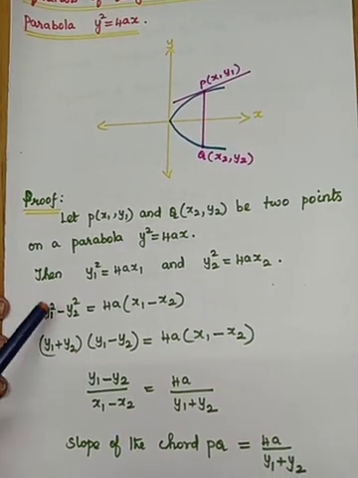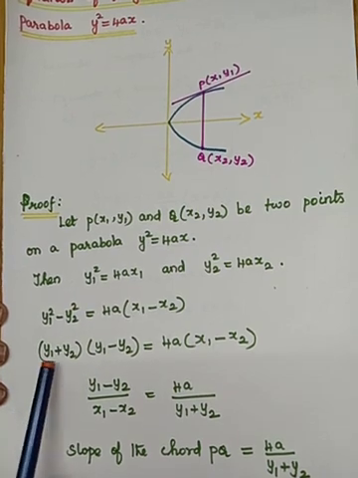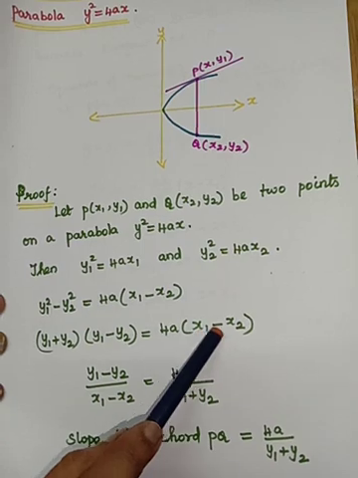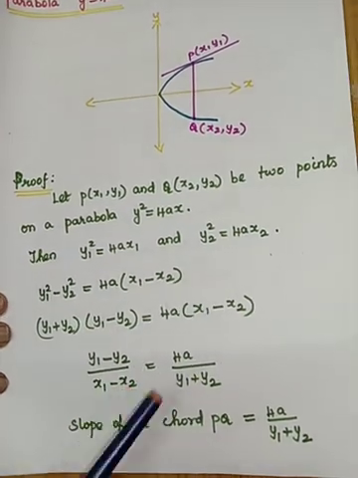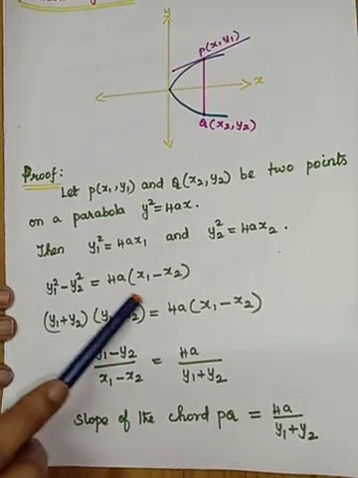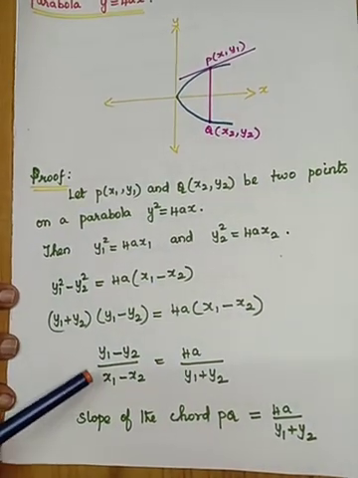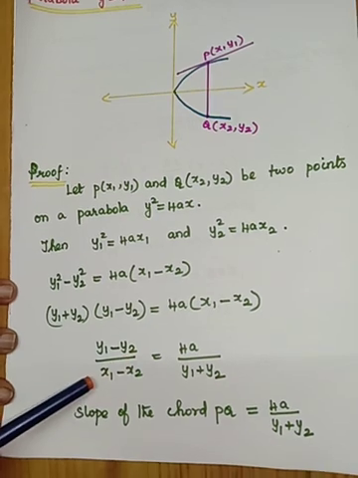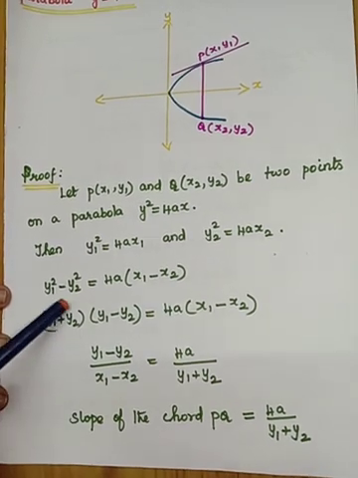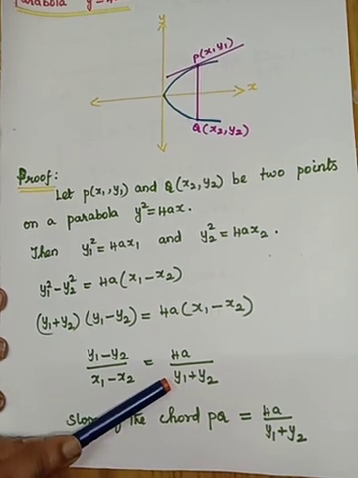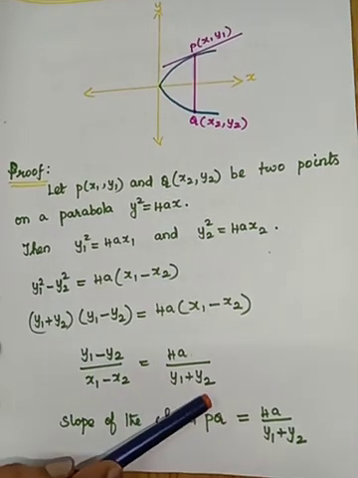The left side is in the form of a squared minus b squared, so it is a plus b into a minus b. That is equal to 4a into x1 minus x2. Now you have to rearrange. Keep this term on the left side and bring the other term to the left side. So you get y1 minus y2 divided by x1 minus x2, and the other term goes to the right side in the denominator: 4a by y1 plus y2.